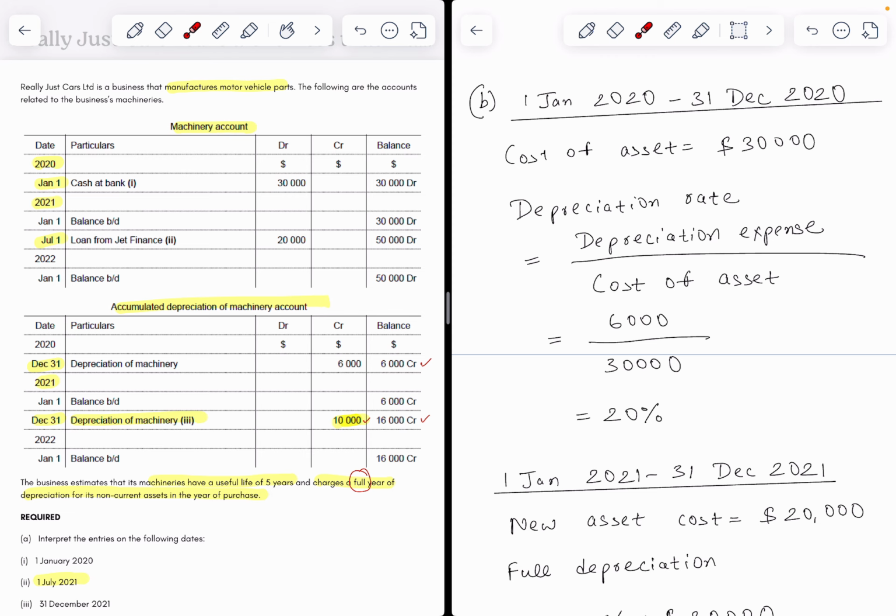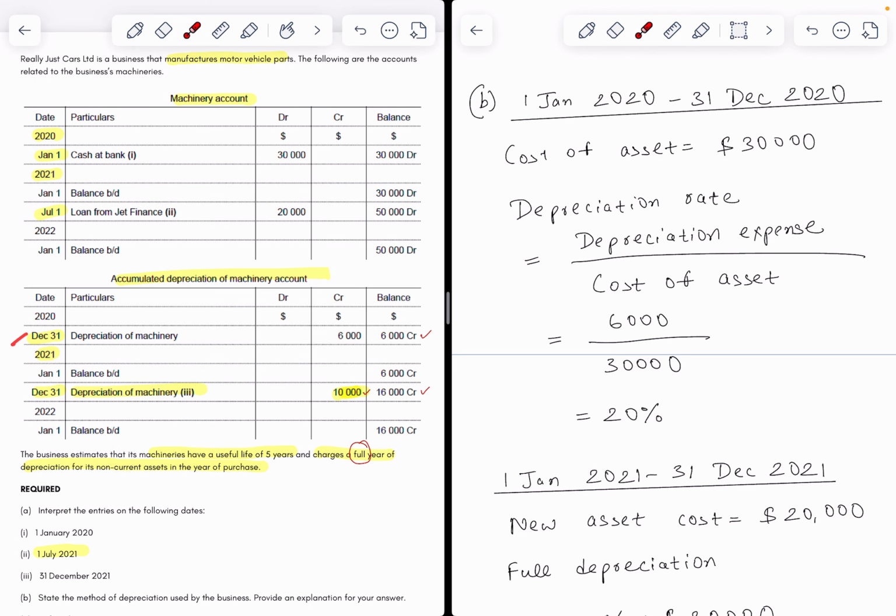So for the financial year ending 31 December 2020, the depreciation expense that we can capture from the relevant accumulated depreciation account is $6,000. All right. So given that we know the depreciation expense of $6,000 for this specific asset, which we bought for $30,000, we can easily find the depreciation rate by dividing the depreciation expense with the cost of the asset. So 6,000 divided by 30,000, and that is 20%.